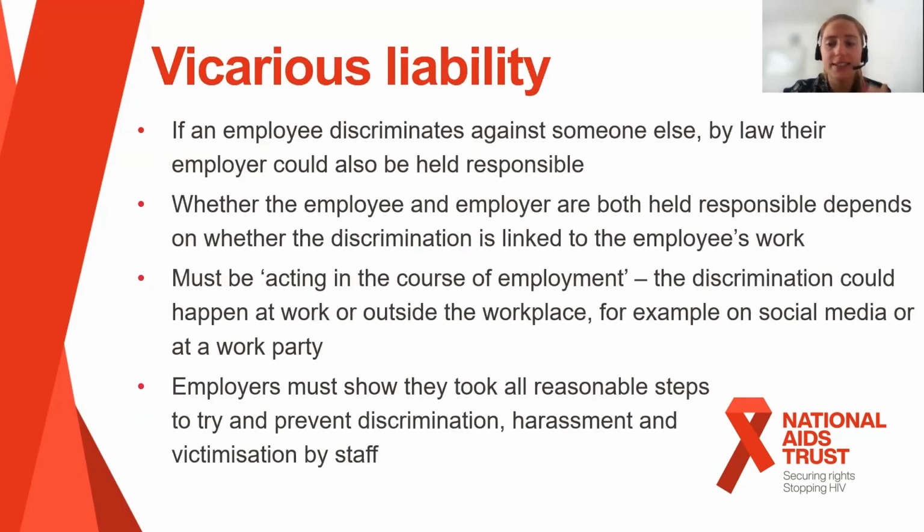So the principle of vicarious liability will come up later when we consider how to challenge instances of discrimination. But if an employee discriminates against someone else, by law, their employer could be held responsible. Whether the employer is held responsible depends on whether the discrimination is linked to the employee's work, so the discrimination must be in the course of employment. This means it could happen in the workplace, but it could also happen outside of work, on social media or at a work party. And employers must show that they took all reasonable steps to try and prevent discrimination, harassment, and victimization by staff.